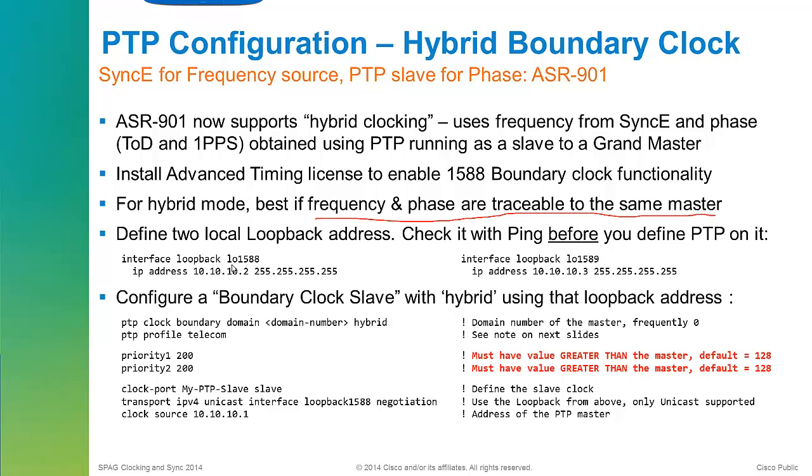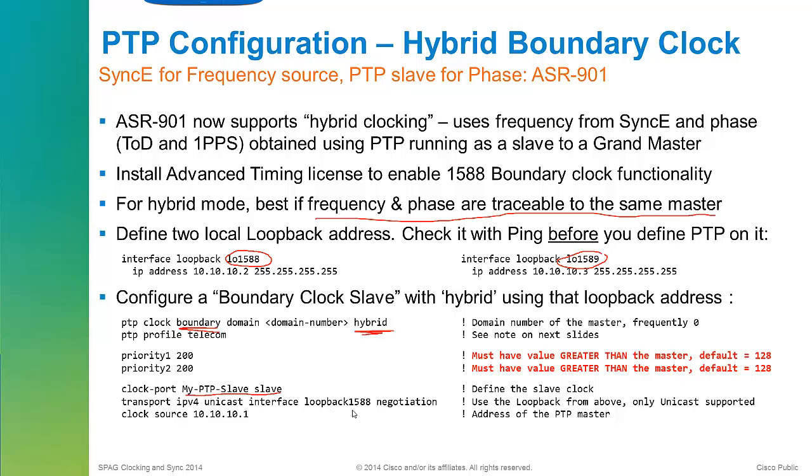For a boundary clock, we need 2 loopback addresses, 1588, 1589. We need to configure then a boundary clock. So we configure PTP clock, it's a boundary clock, not an ordinary clock. Like we did with the ordinary clock, we just put the word hybrid on the end of it, which indicates to the PTP servo that it's going to take frequency from an external source that's not PTP. Priority is configured, then we configure a slave side of the boundary clock.